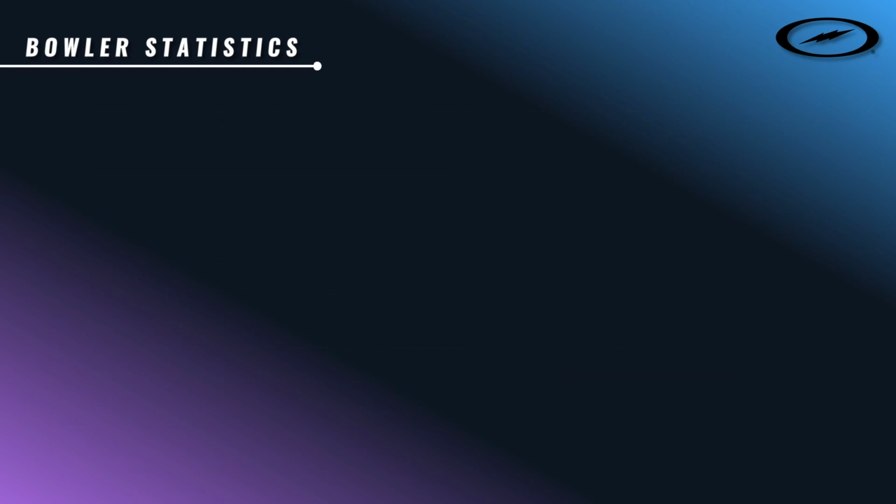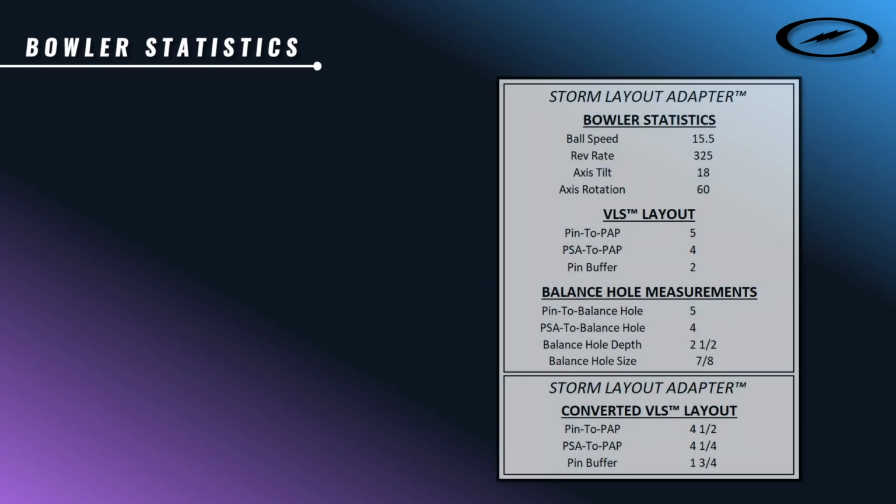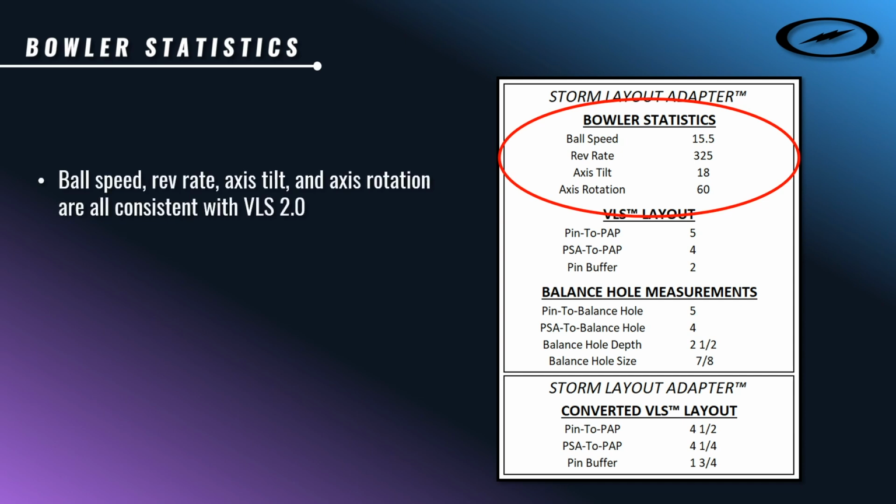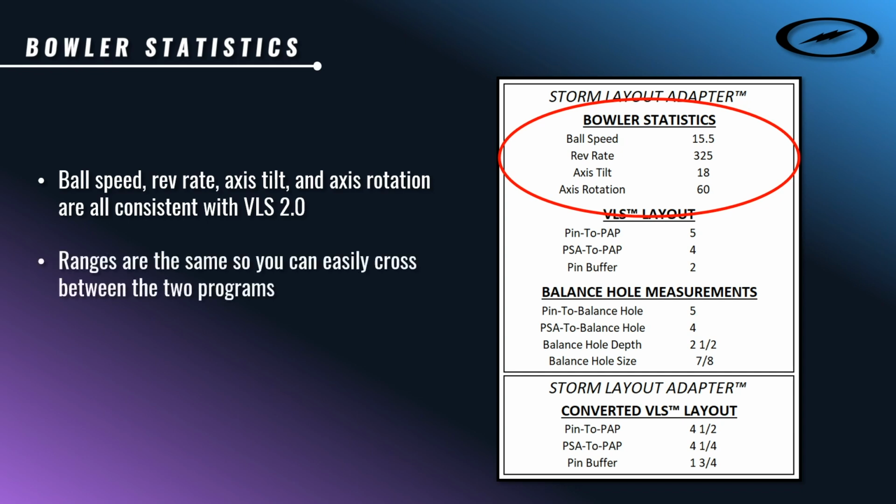First up, just like with VLS 2.0, we need that fingerprint of the bowler. We need to know exactly who they are. We need ball speed, rev rate, axis tilt, and axis rotation. Luckily, they're exactly the same as they were in VLS 2.0. That was the idea behind these two programs, to make it very easy to transfer between the two. You'll see that we have the exact same ranges as in VLS 2.0, so you can correctly identify the exact same player across both different programs.